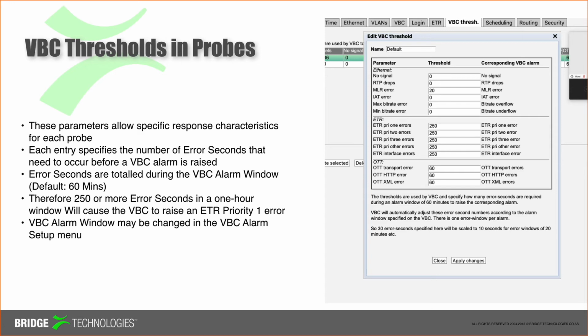So you can change this. If you decrease that number from 250 to say 100, then this probe, remember this is on a probe, will become more sensitive and it will then tell the VBC to raise an error if it sees 100 error seconds. Whereas another probe somewhere else in the system will only raise an alarm at 250 error seconds. So this is the way that you make the probes more or less sensitive.